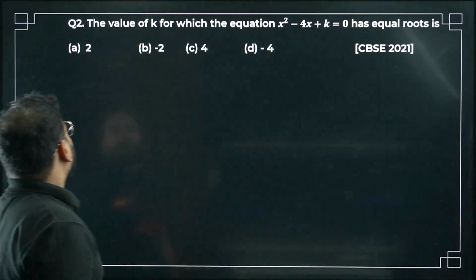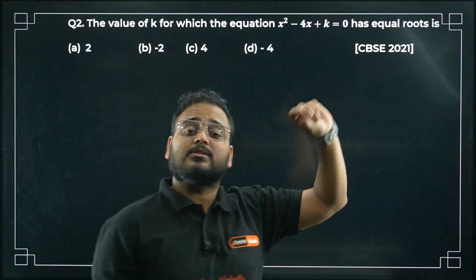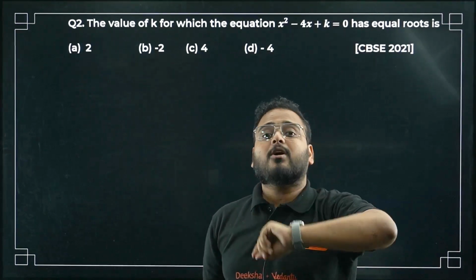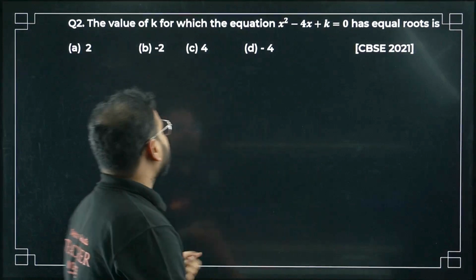Question number 2. The value of k for which the equation, which you can see here, has equal roots. Now this question is from the quadratic equation chapter. Again, nature of roots, which is very important and very relevant to us. So let's solve this question quickly.